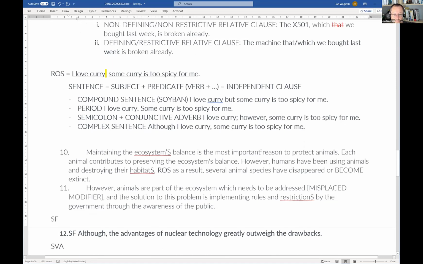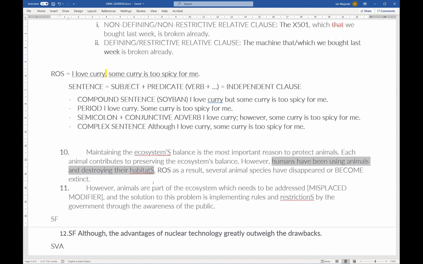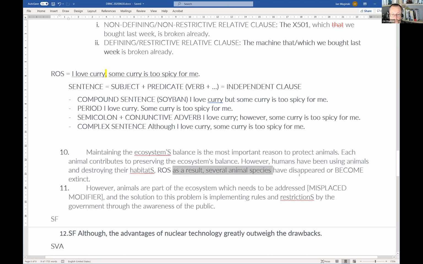So let's have a look here. Where do we have an independent clause? Humans have been using animals and destroying their habitats. Is that a sentence on its own? This is just a very simple test. Can this be a sentence by itself? Yes. Yeah, no problem. As a result, several animal species have disappeared or become extinct.